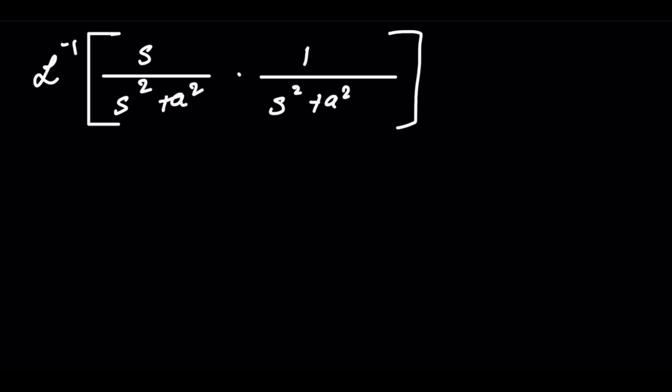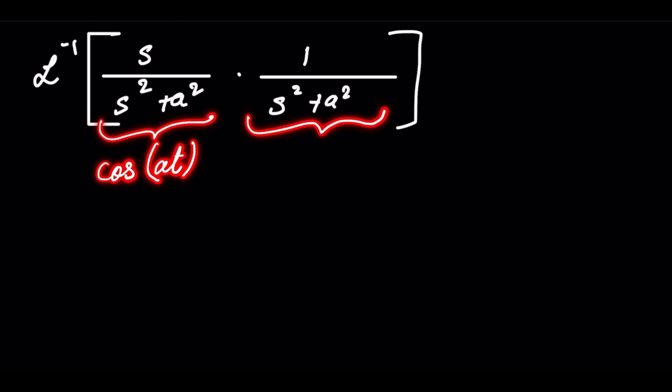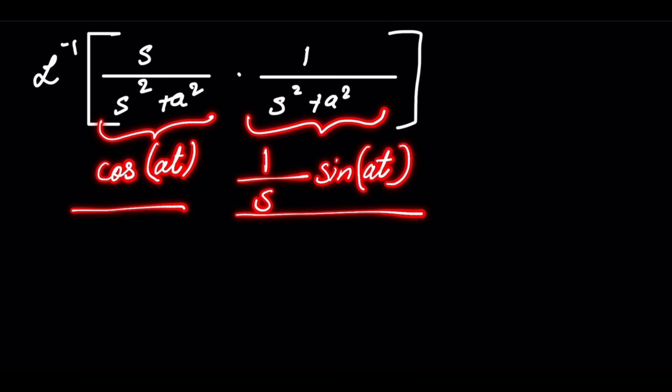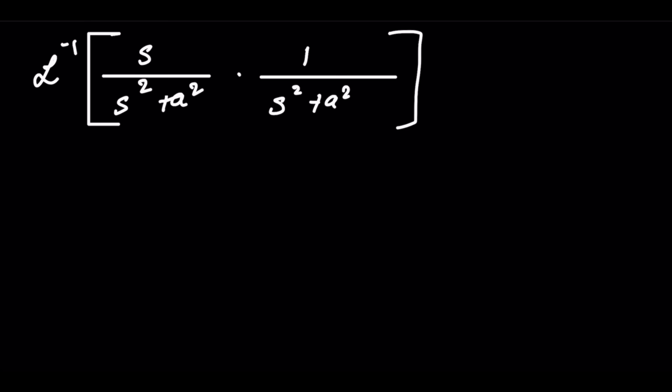Now you can see we can find the Laplace inverses of this and this separately. The Laplace inverse of this becomes cos at, and the Laplace inverse of this becomes 1 divided by sin at. However, we cannot directly substitute these here and take their product because Laplace inverses don't work like that. For us to apply this, we will be using a convolution theorem, which states this.